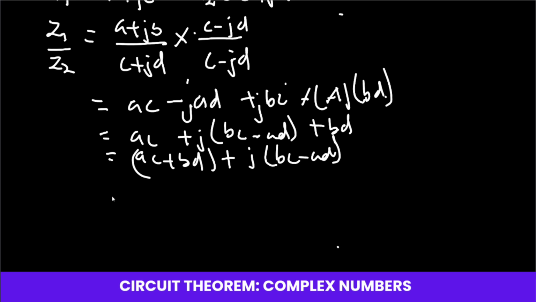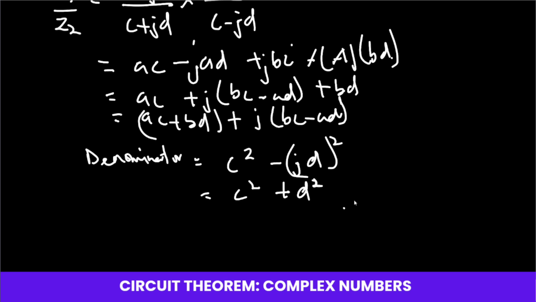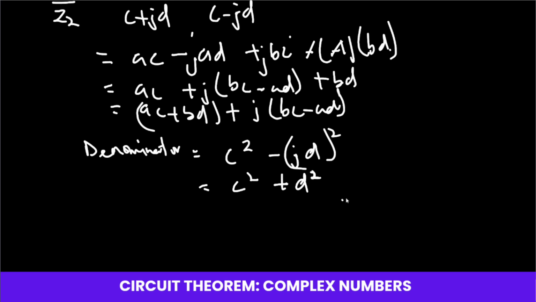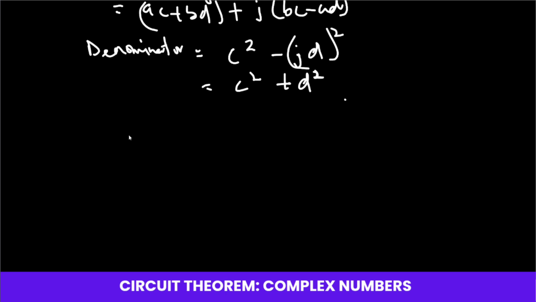So my denominator is equal to c squared minus jd squared. But we know that j squared is going to give us -1, hence it's going to be plus d squared. Therefore, whenever we are solving questions on quotient for complex numbers, the denominator is always the sum of the squares, that's c squared plus d squared.